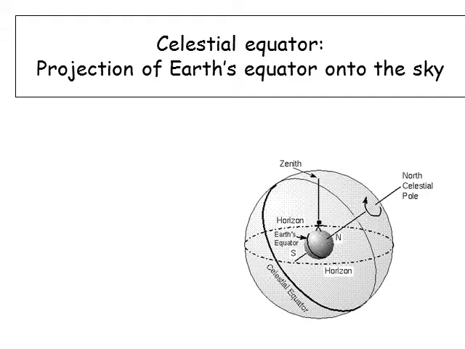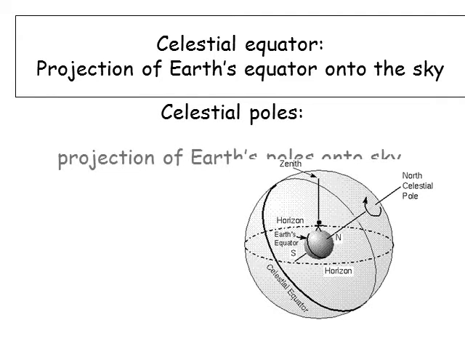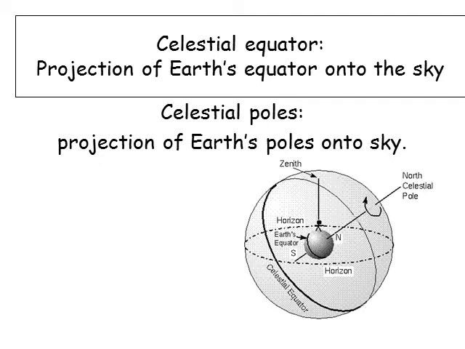To get our coordinate system going on the celestial sphere, we first project out Earth's equator onto the sky, and that is the celestial equator on the sky. Earth has a North Pole, but then you project it out onto the sky, and that's a celestial pole. The North Celestial Pole above the North Pole.